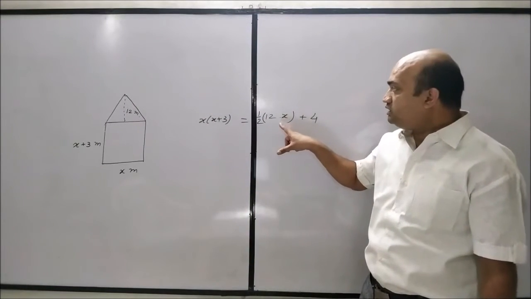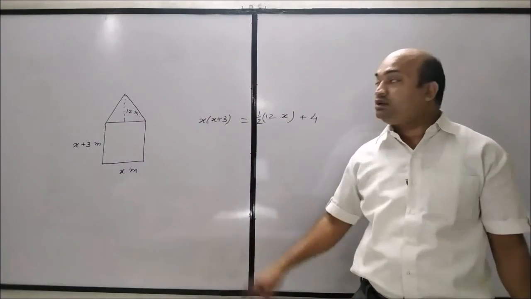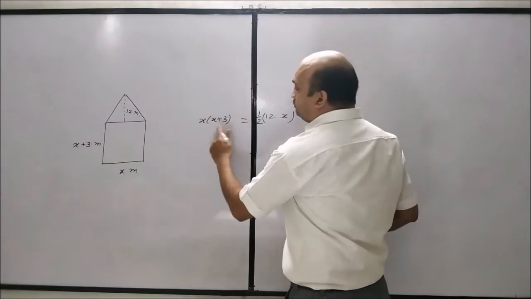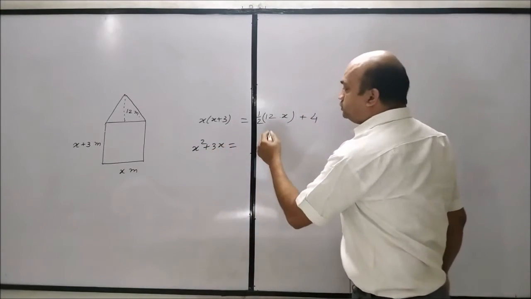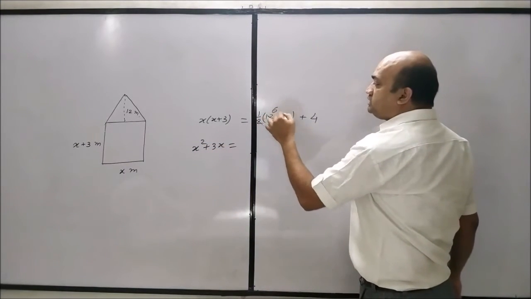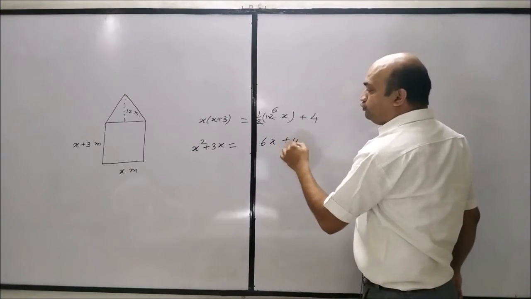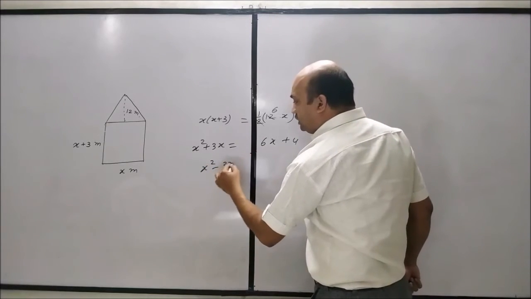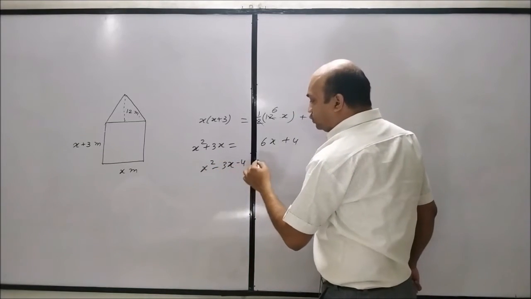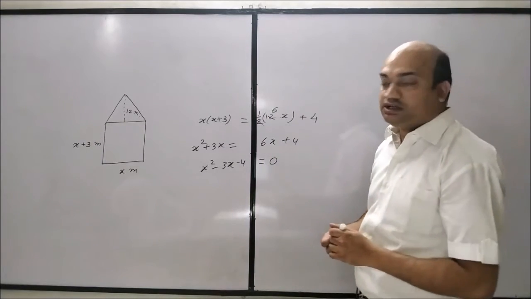So if we add 4 to the area of the triangle, it is equal to the area of the rectangle. It will be x square plus 3x is equal to, by this 2, this 12 will cancel, 6x plus 4, and you will get x square minus 3x minus 4 is equal to 0. This is the required quadratic equation.